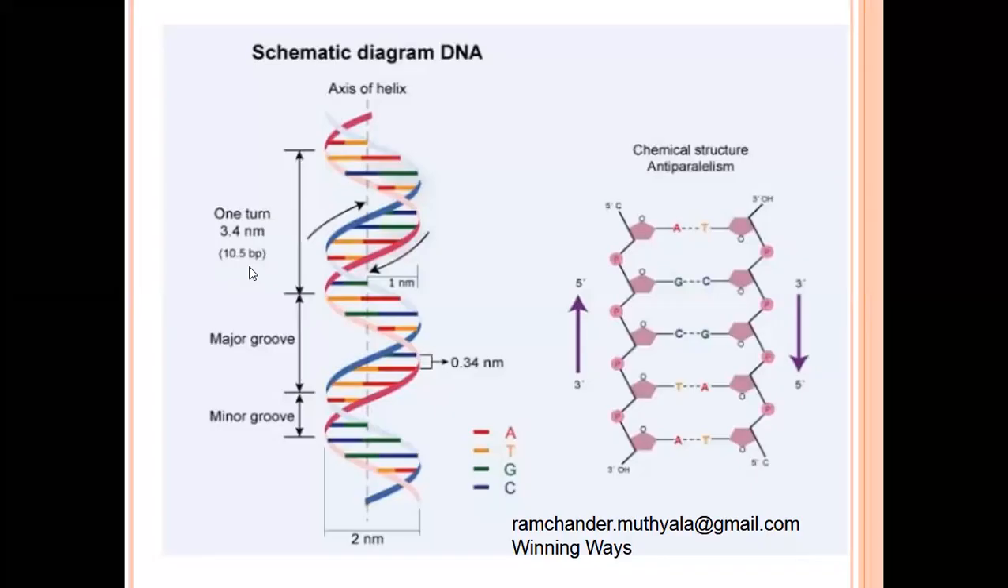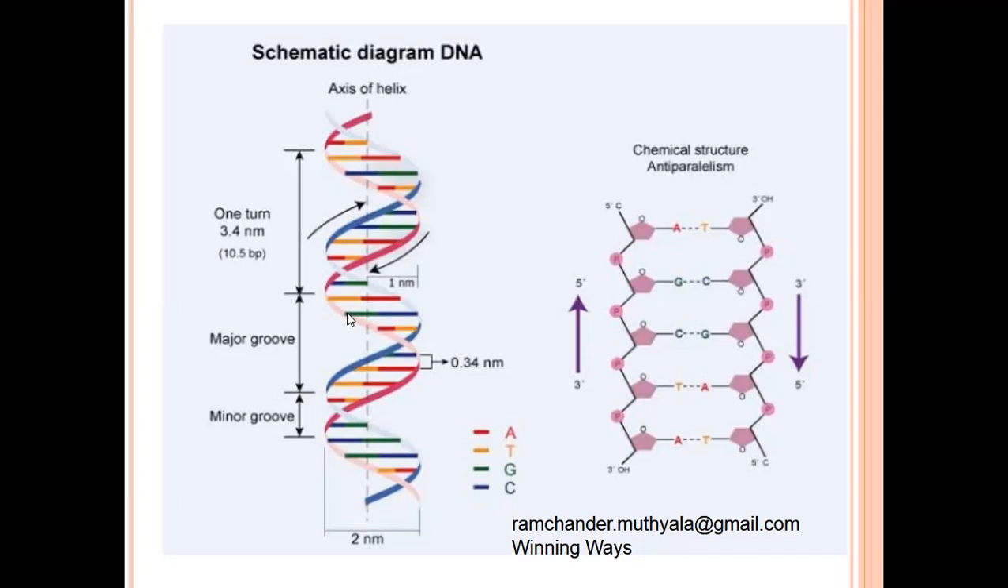The exact number is 10.5 nitrogenous base pairs. Between two nitrogenous base pairs, 0.34 nanometers or 3.4 angstroms of length is present.